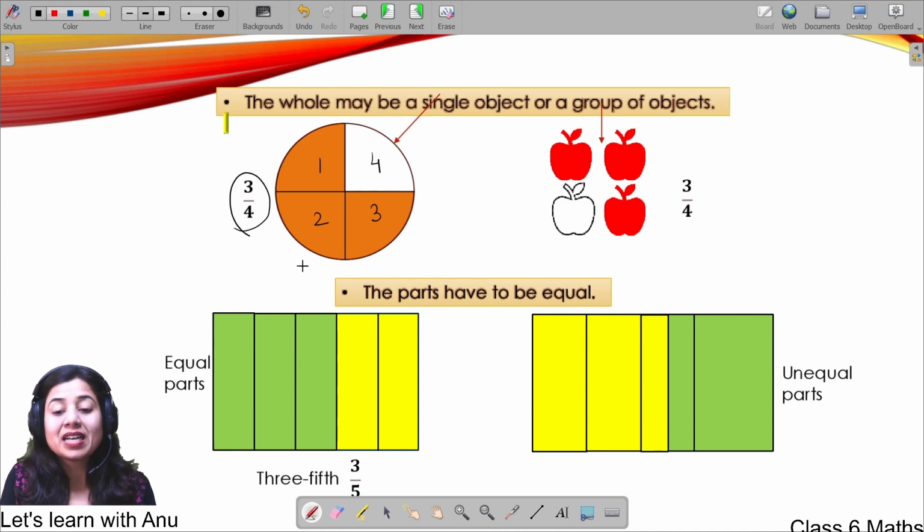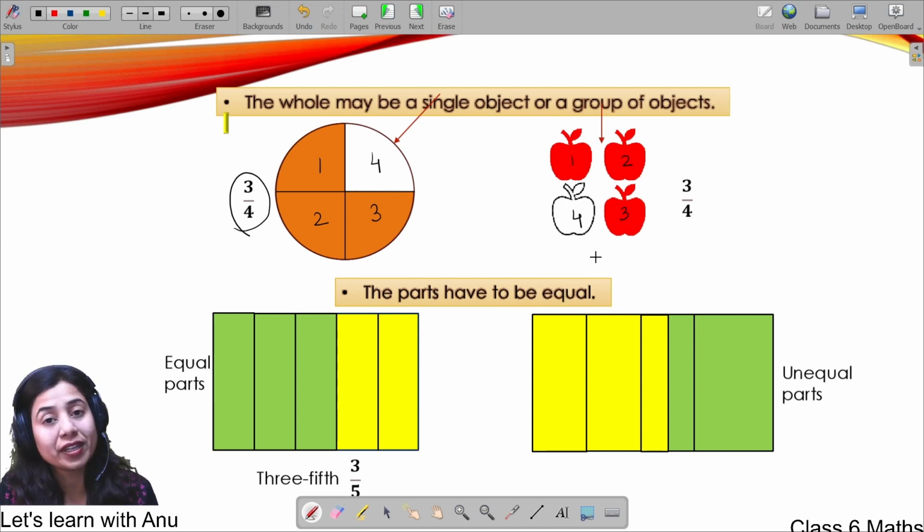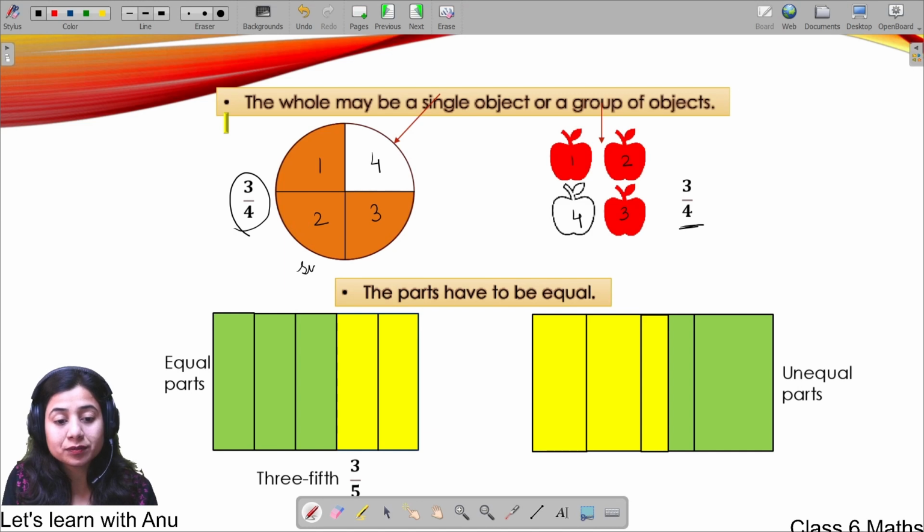Clear, everyone? Next is a group of objects. So here we have 1, 2, 3 and 4 apples, out of which we are saying that 3 are fresh apples, the fourth one is rotten. So 3 by 4 here is a fraction of fresh apples. So in both the cases we are using fractions, but in the first case we have a single object. This is a single object, but this is a group of objects.